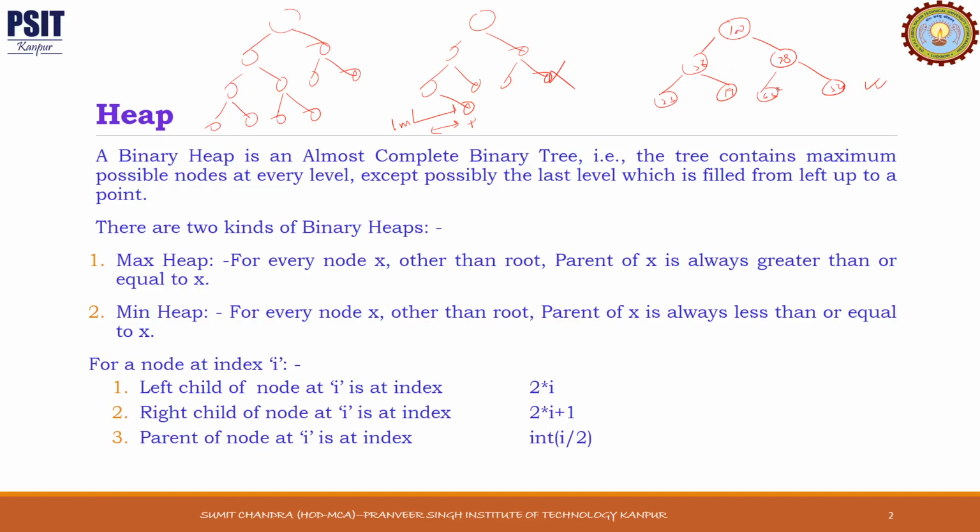Parent is always greater than its child, or it can be a min heap where parent is always smaller than child. So this is a min heap. These properties we have already studied of binary tree. This is 2 into i, left child, assuming that our index starts from 1. So 2i will get left child, 2i plus 1 will get right child, and parent of node will get floor of i by 2.